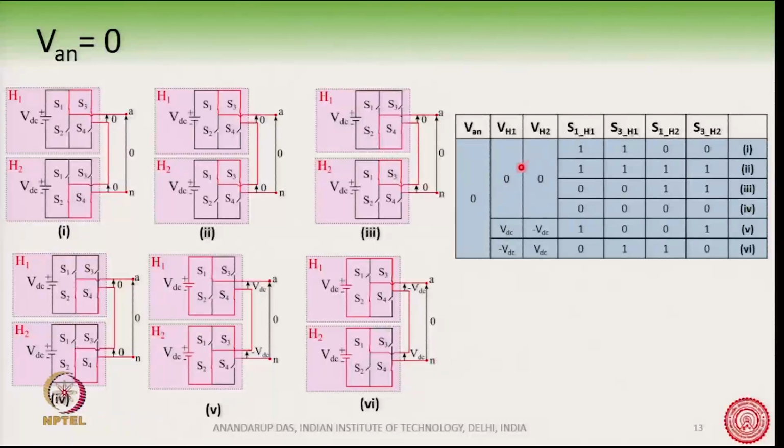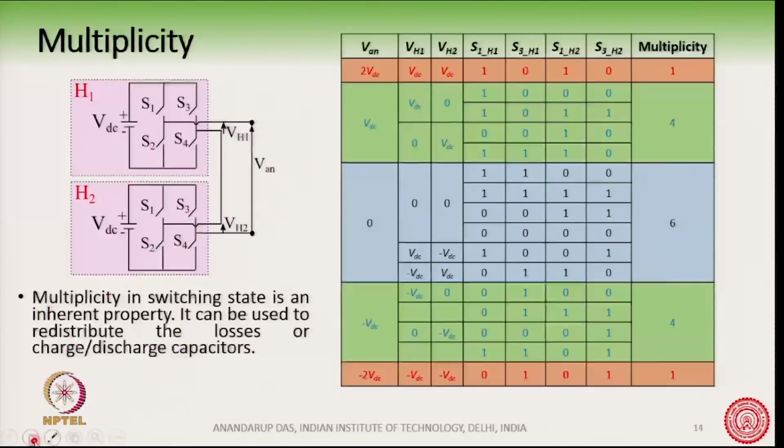Now, for the 0-0 combination, when both VH1 and VH2 are producing 0 and the sum is also 0, we have two multiplicities, and those multiplicities are elaborated in the table and also in the circuit. So, summarizing these multiplicities, this is the table which summarizes all of them.